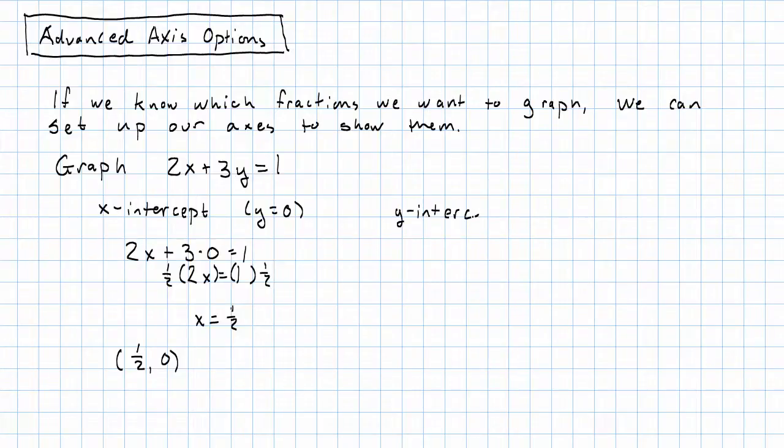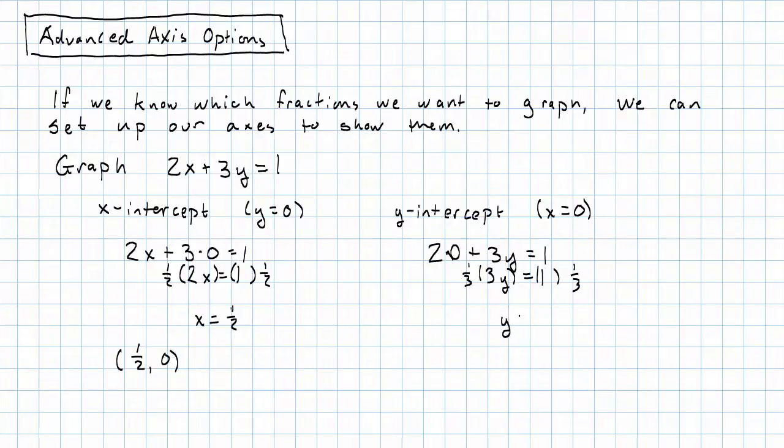The y-intercept, which is where x equals 0, well, we've got 2 times 0 plus 3y equals 1. 2 times 0 is just 0, so this is really just 3y equals 1. Multiply both sides by a third, and we're left with y is 1/3. So x is 0, y is a third.